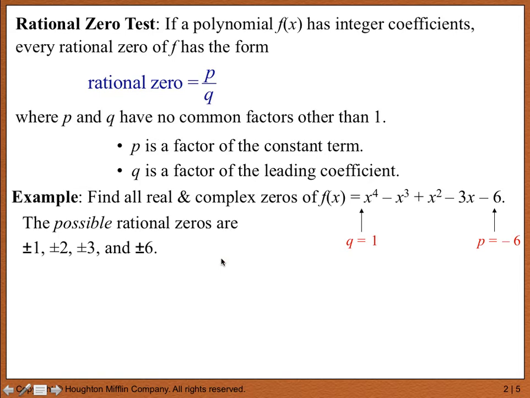The possible rational zeros are plus or minus 1, plus or minus 2, plus or minus 3, and plus or minus 6. Now the rational zero test only tells us what the possible rational zeros are. It does not actually tell us what the zeros are, and that's where synthetic division comes in. Because what you're going to do, and this is why it gets a little bit tedious, is you actually have to use trial and error and try different rational zeros.